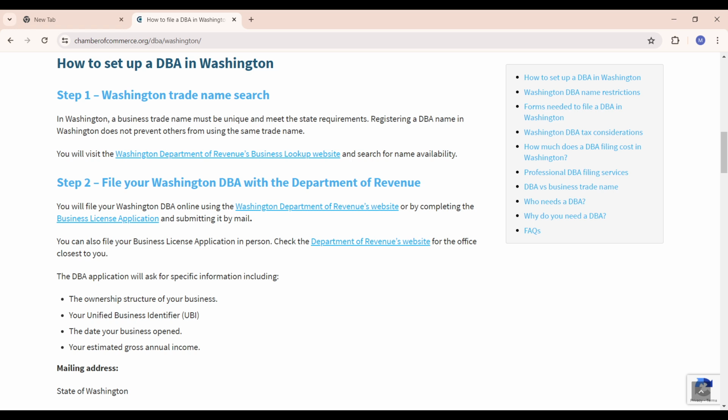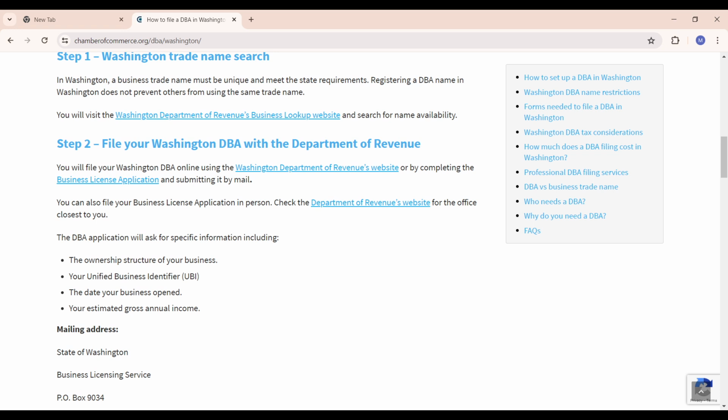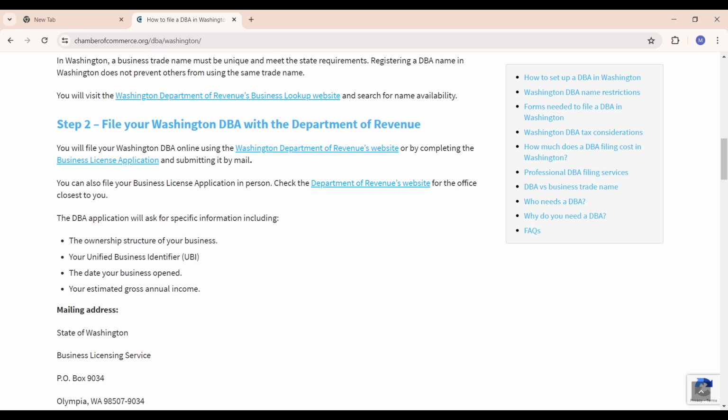Now, you can also file your business license application in person. Check the Department of Revenue's website for the office closest to you. Now, the DBA application will ask for specific information, and you have to have this information very handy as you process all of this. Number one is that the ownership structure of your business must be ready. You have to have that structure well defined and well documented.